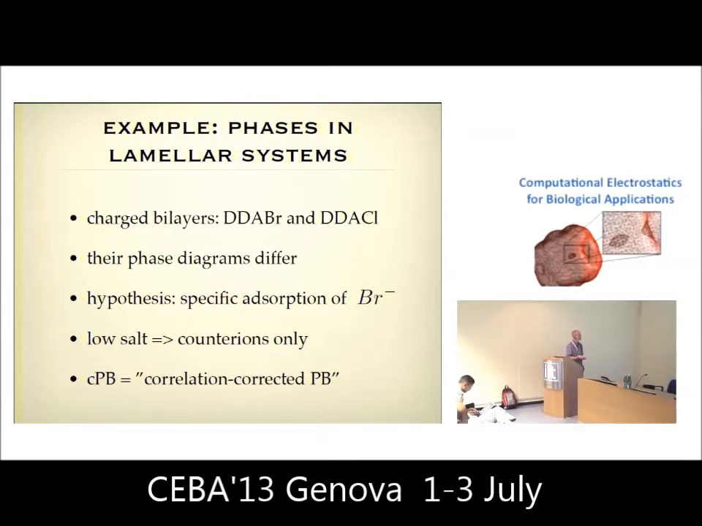We also looked at higher salt, but I won't cover that here. So we assume that we have only counterions to the surfaces. Now CPB, as I will use it, is an acronym for correlation corrected Poisson-Boltzmann. I will get back to how you can do correlation corrections. For the time being, you can just assume that some sort of correlation correction is included there.